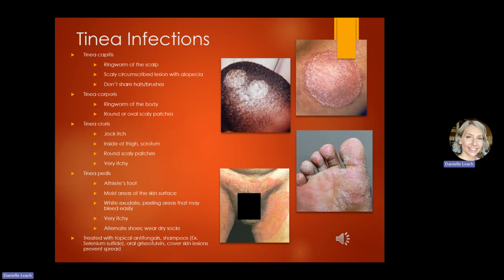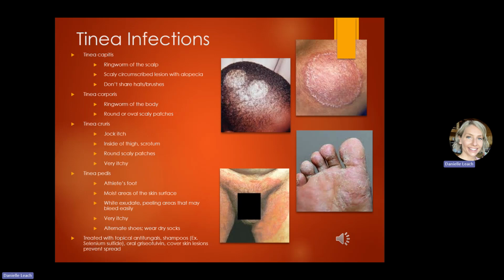Tinea corporis, corporis meaning body, is ringworm of the body. So this top right picture on the slide. So sort of what we sometimes think of when we think about tinea infections is ringworm. It makes these round or oval scaly patches on different areas of the body. This one's also usually treated with a topical antifungal.